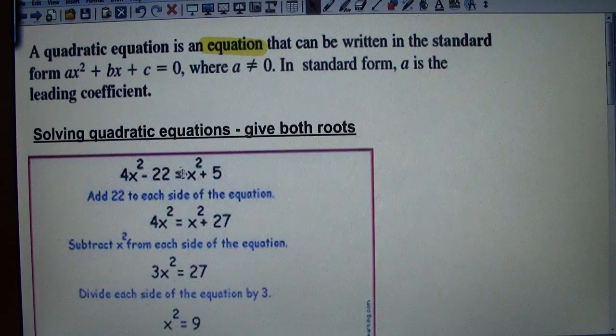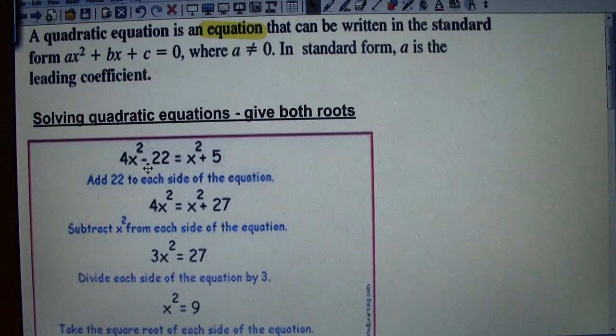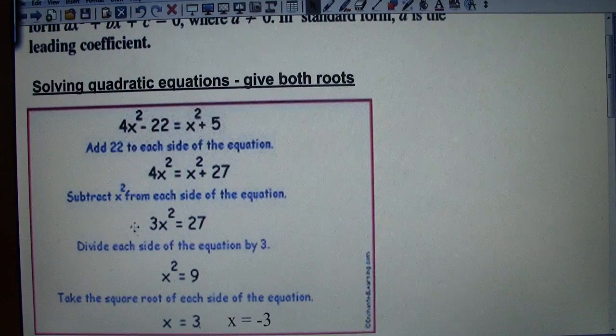And let's look at this problem here. If I have 4x squared minus 22 equals x squared plus 5, and I want to isolate x and solve for x, I'm going to add 22 to each side of the equation, and then I'm going to subtract x squared on both sides. This gives me 3x squared on one side and 27 on the other. And you would show your work, divide by 3 on both sides. I have the x squared isolated by itself equal to 9.